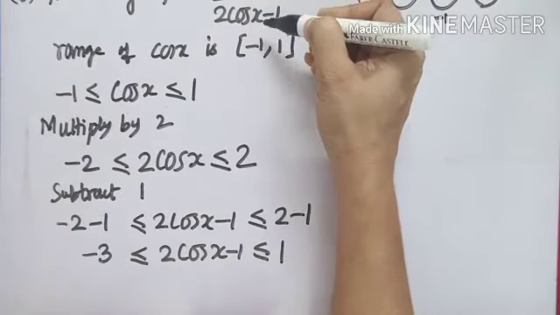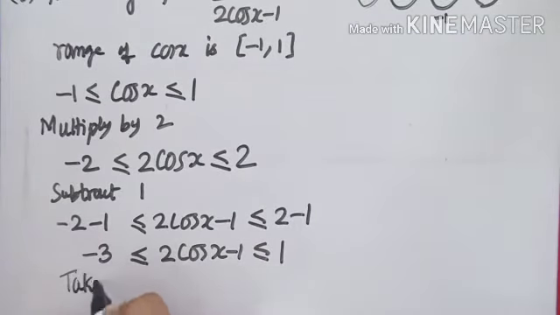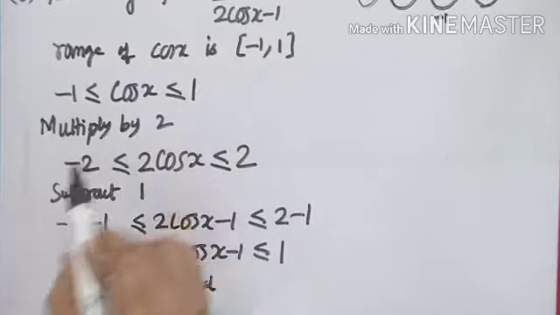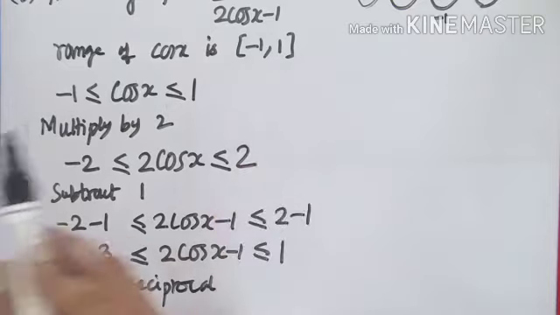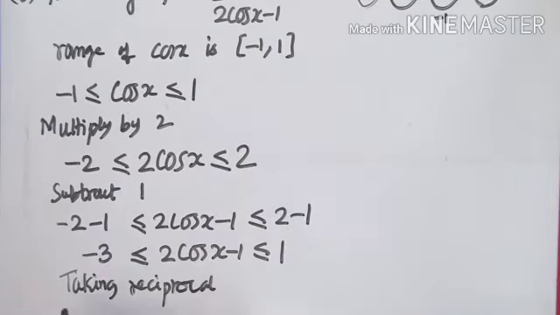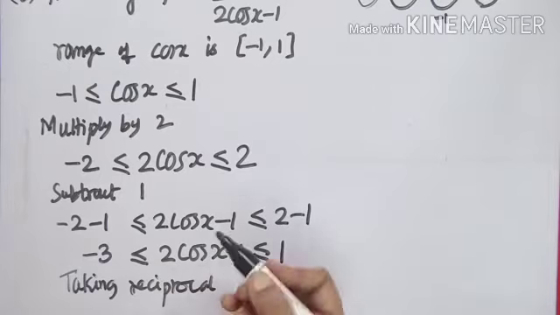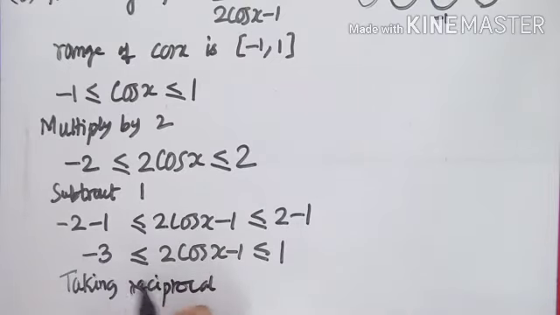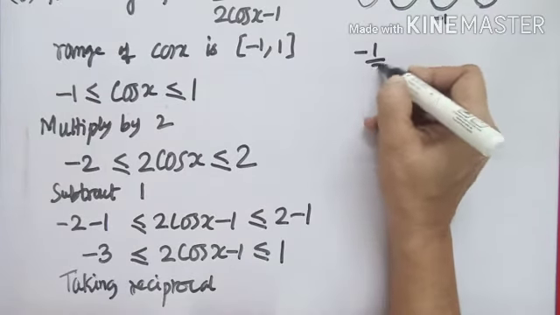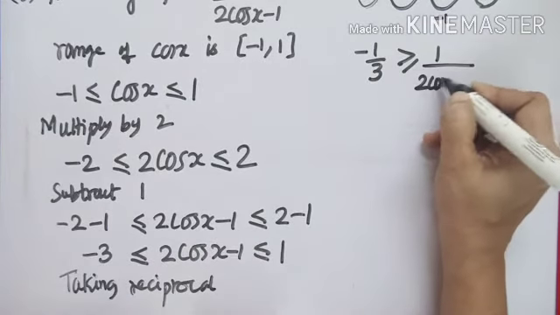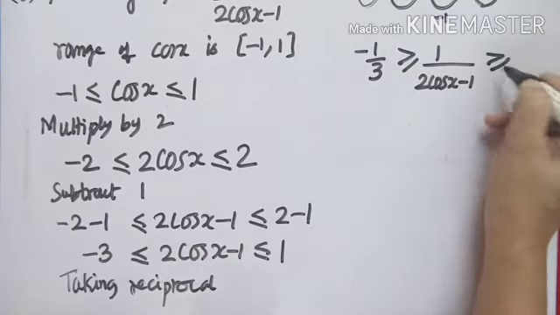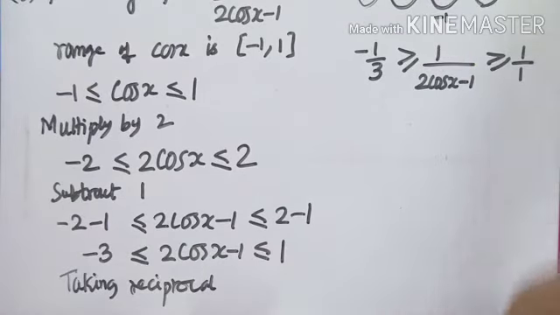I want reciprocal. So what do we do? Taking reciprocal. See, in the very first step I said, when you multiply by a negative number, inequality reverses. The same idea, when I take reciprocal also, inequality will reverse. That is, less becomes greater. So taking reciprocal, minus 1 by 3 greater than or equal to 1 by 2 cos x minus 1 greater than or equal to reciprocal of 1 is 1 by 1.